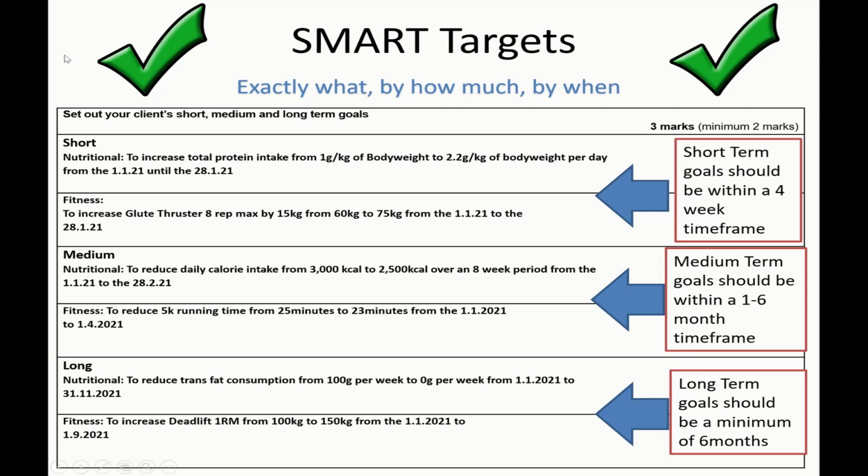We've also said exactly what we want to do. We've said that we want to completely cut out trans fat consumption. We've said by how much, and then we've also said by when. So all of those SMART target criteria have been met.